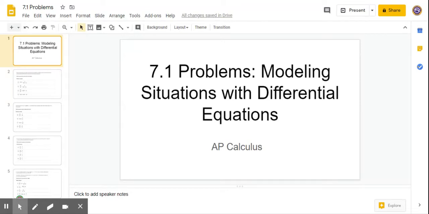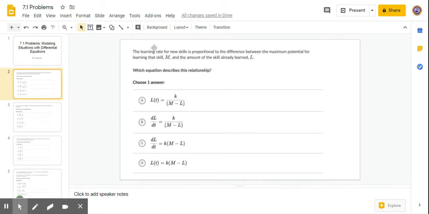Right, so let's go over the 7.1 problems for modeling situations with differential equations, aka modeling situations that involve rates of change. So the equations have to have derivatives in them if it's a rate of change. So first one, the learning rate for new skills is proportional to the difference between the maximum potential for learning that skill and the amount of the skill already learned. So let's take this piece by piece.